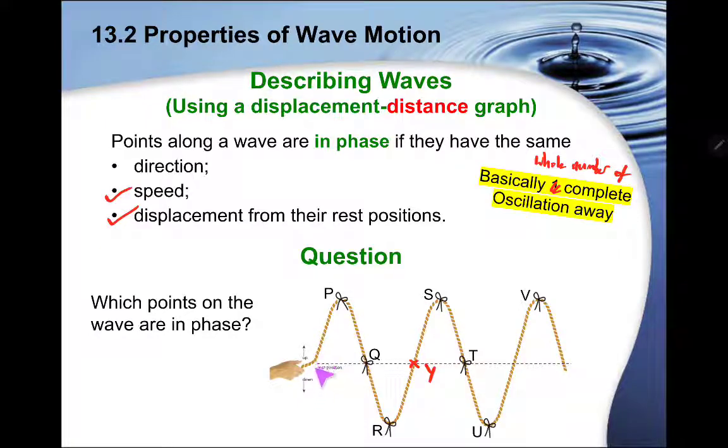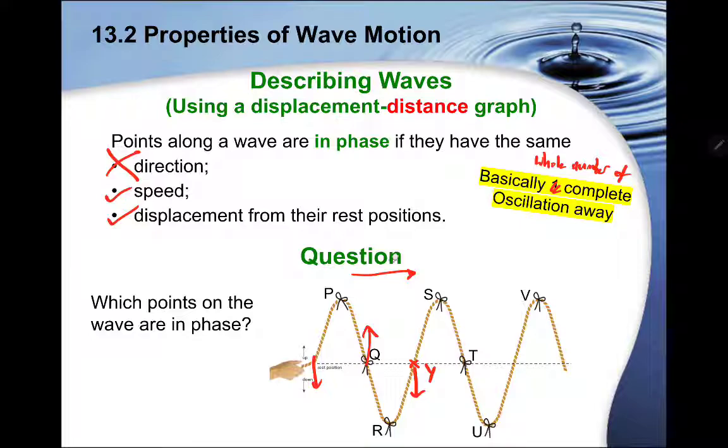Because if he's pulling the string down to move the wave from left to right again, that means that Q is going up and Y is going down. So they're moving in different directions, so therefore they are not in phase. Okay?